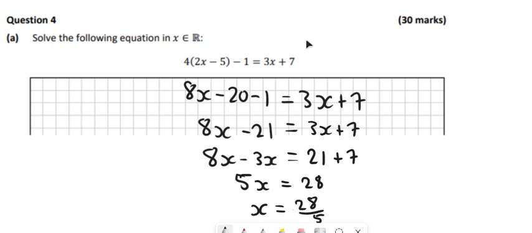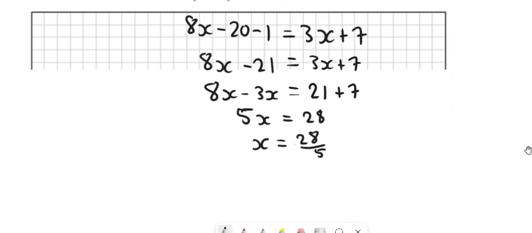And I can leave the answer like that. You could give it as a decimal if you want. It would be 5.6.